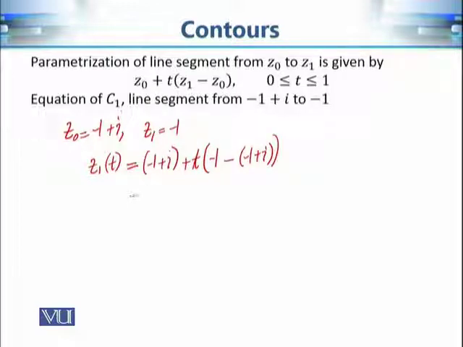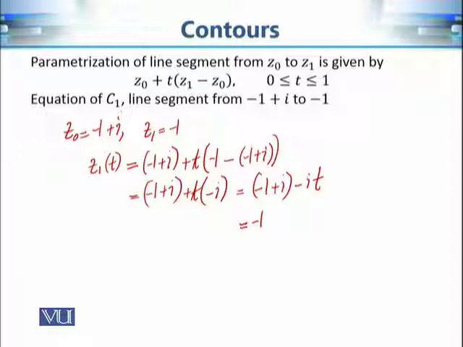Now let's simplify this. We have -1 plus iota plus t, and this -1 and this +1 will cancel out each other and we get minus iota. So this is going to be equal to -1 plus iota minus iota t. Now if we want to write it in the standard form x of t plus iota y of t, we separate the real and the imaginary parts. So the real part is -1, and iota times (1 minus t) is the imaginary part. So x of t in this case is -1 and y of t in this case is 1 minus t.